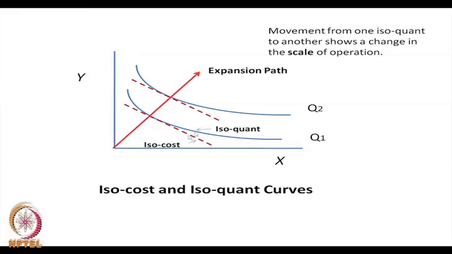Now, movement from one isoquant, that is from Q1 to another isoquant Q2, shows a change in the scale of operation. So, when we increase from one particular amount of production Q1 to a higher level of production Q2, it means that our scale of operation has increased or that the company has expanded. This is also called expansion path. It has shown a different or an increased scale of operation.